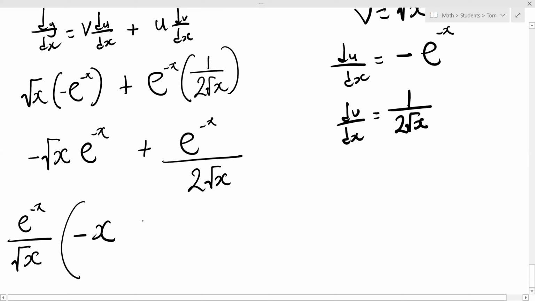Okay, plus e to the power of negative x divided by e to the power of negative x. Now, since this is the denominator, we can still divide. Okay, 2 root x. So this major part is okay. All right, 2 root x divided by root x down 2.